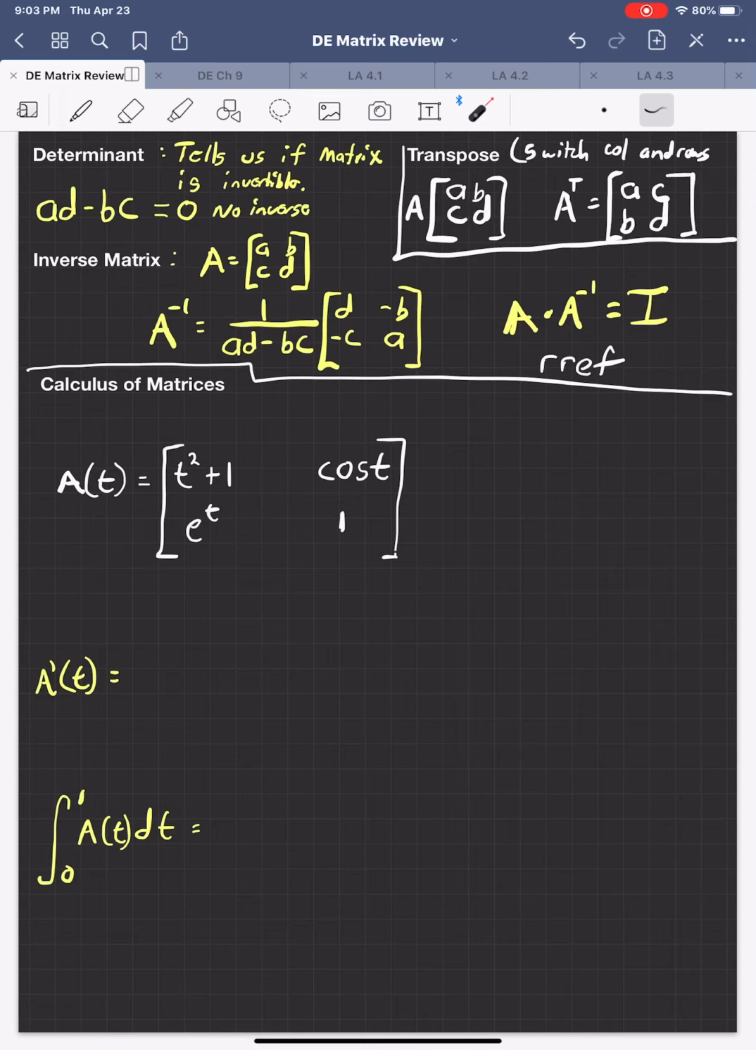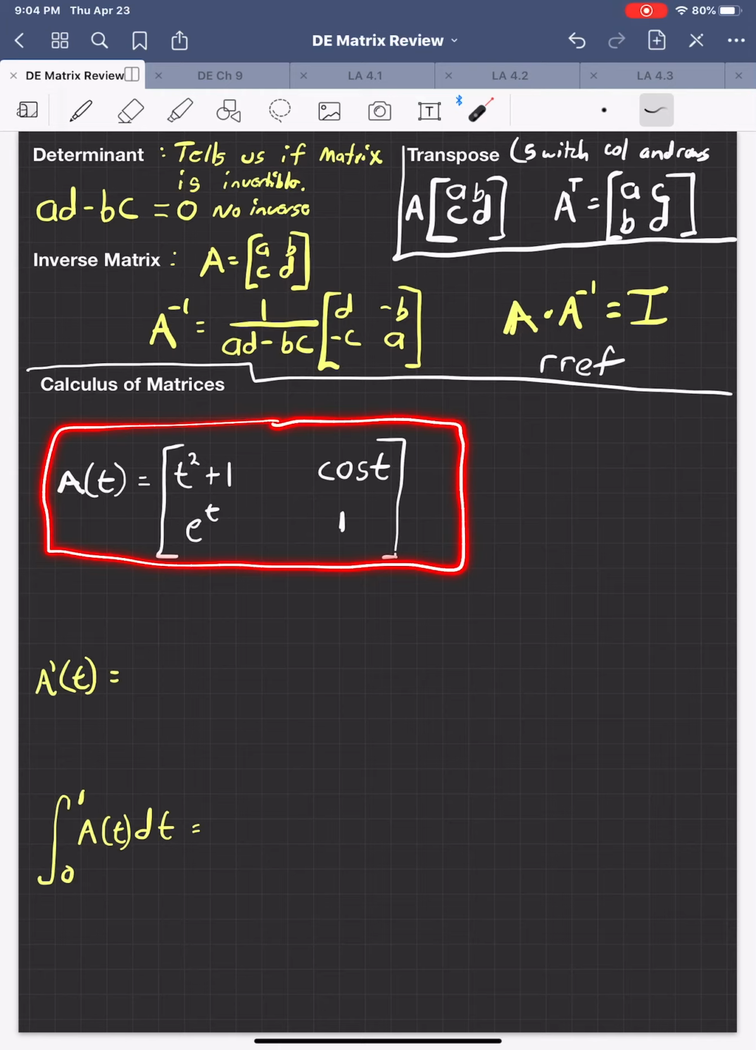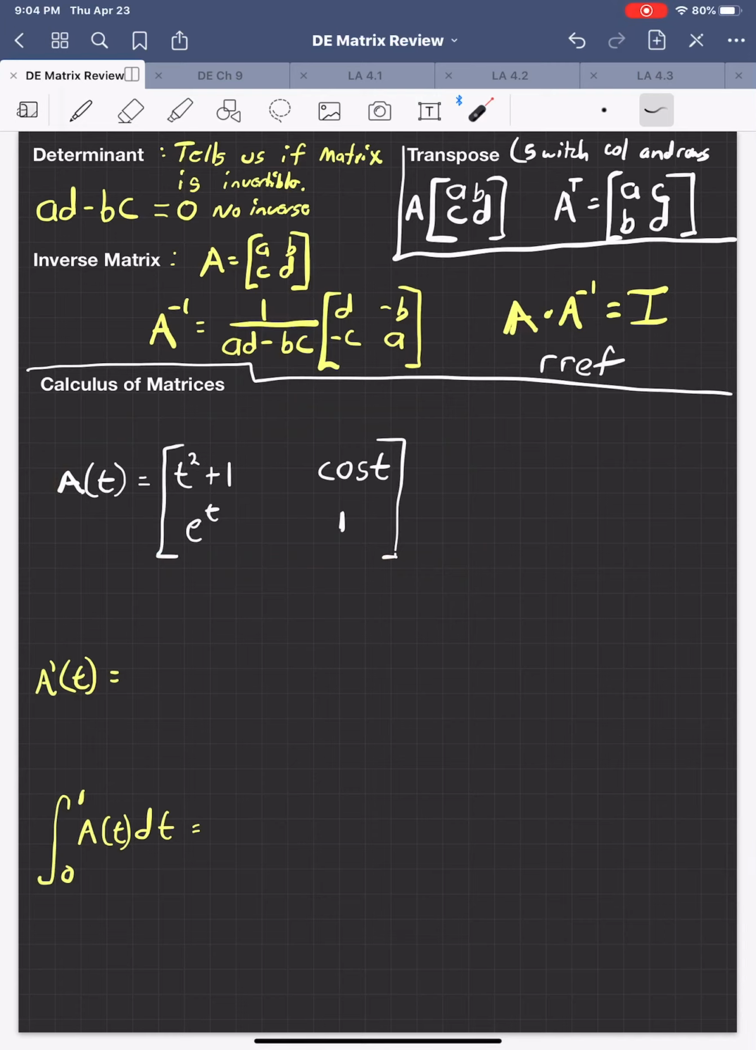But what I want to do now is show you how many of these techniques apply, even if you're doing calculus of matrices. So let's let the following be our matrix. And notice now, instead of being matrix A, it's matrix A of t, because now each entry is somehow a function of t.